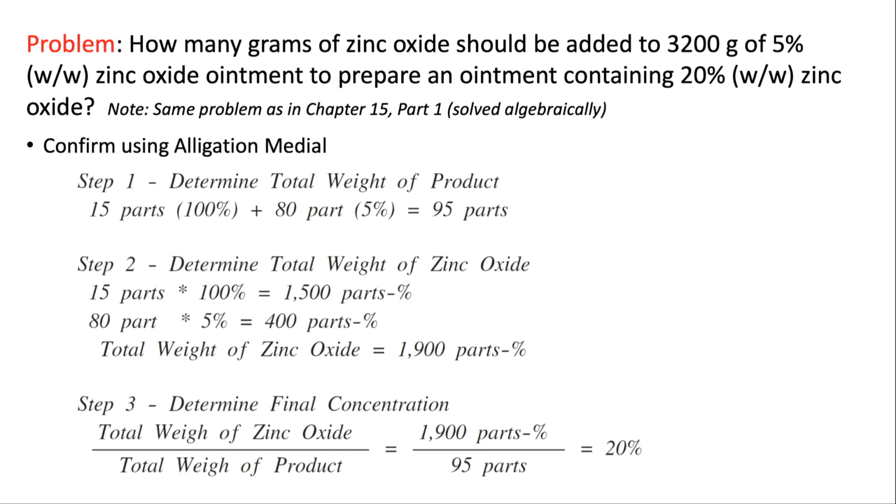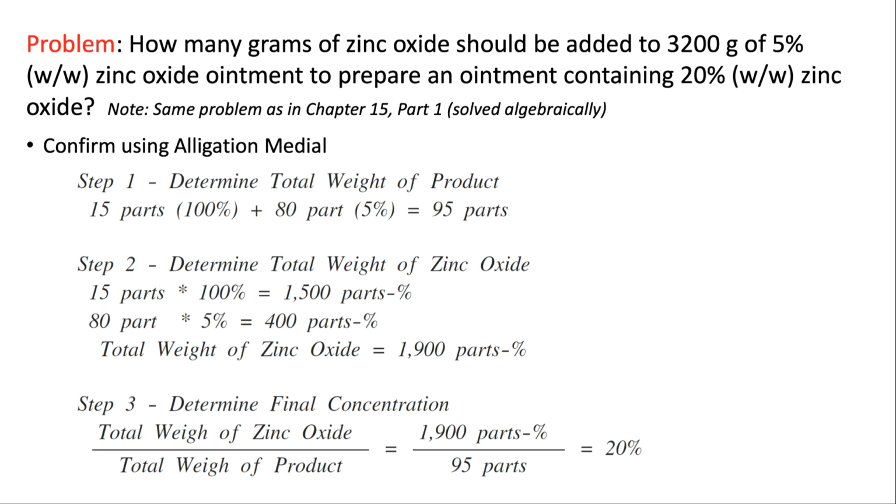Let's show that answer works using the alligation medial method. So what we'll do is we have the same question here, and we've already solved for our parts using the alligation alternative method. I'll remind you, we determined that we essentially need 15 parts of the pure zinc oxide, or the 100% zinc oxide, to be mixed with 80 parts of the 5% ointment. Okay, and we had a total of 95 parts. Let's prove that by doing that, you really do get a final concentration of 20%.